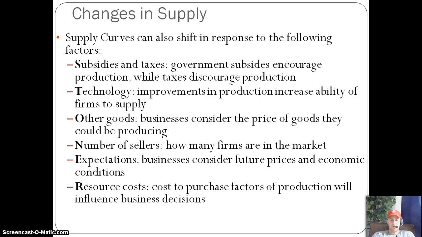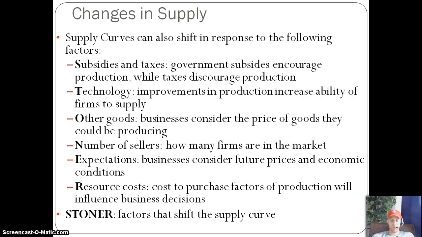Resource costs. The cost to purchase the factors of production will influence business decisions. If one of your factors all of a sudden spikes, the price of labor goes up, or the price of one of the natural resources you need to produce your item, that could cause you to make less and supply less if you cannot afford to purchase enough of the resource you need for production. So these are the factors that shift the supply curve.